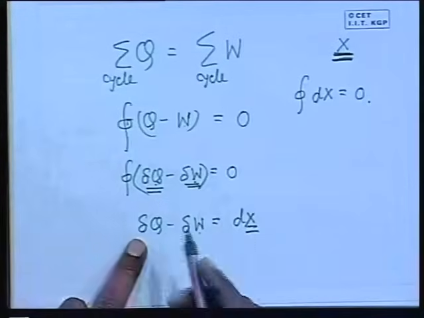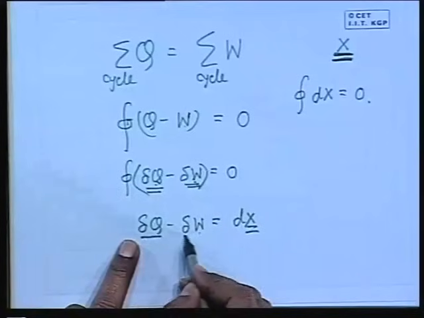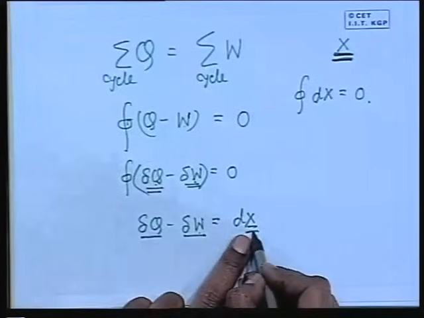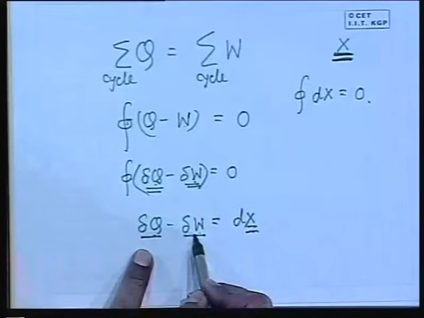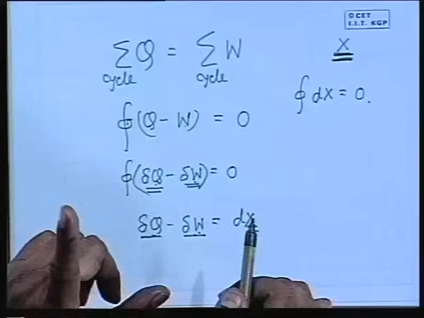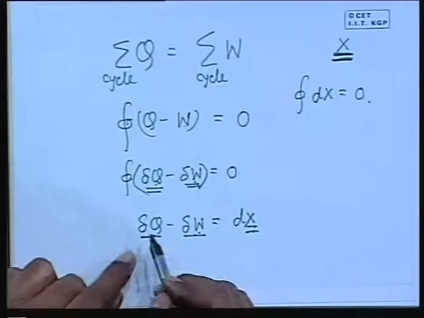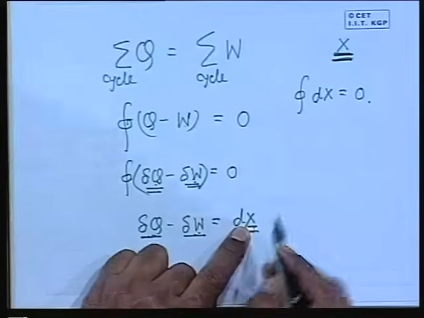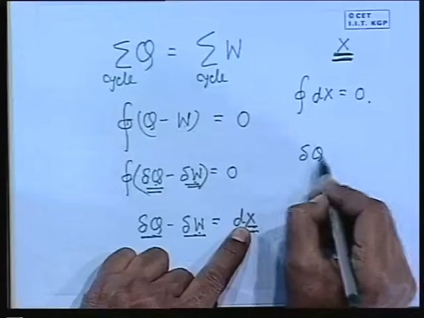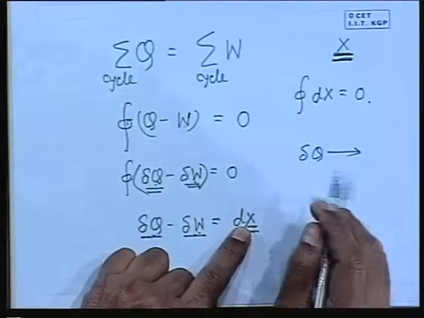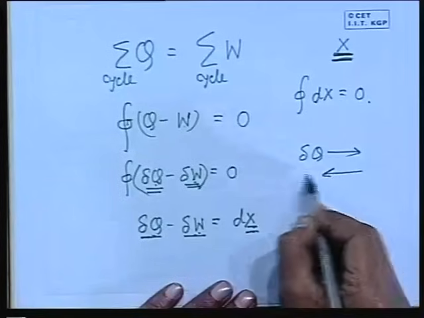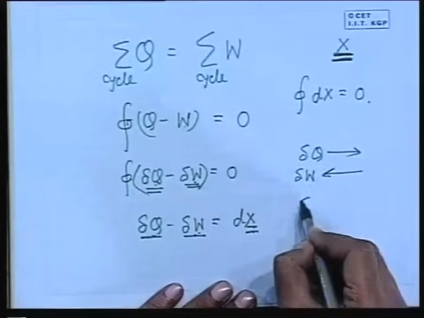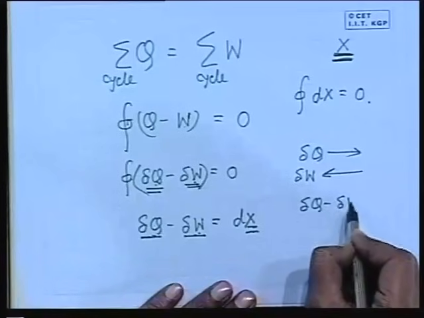But now we know that the difference between the heat and work is a point function, not in a cyclic process but in an infinitesimal process. That means for an infinitesimal process, delta Q minus delta W is dX. We have recognized that delta Q is the heat given to a system in an infinitesimal process, and we get the work done as delta W. But their difference, we do not know what it is yet, it will be something.